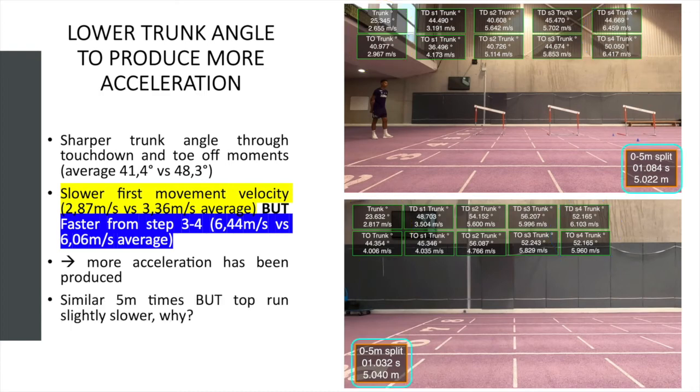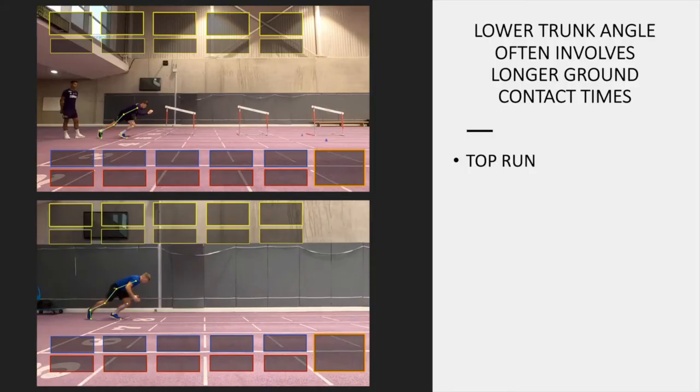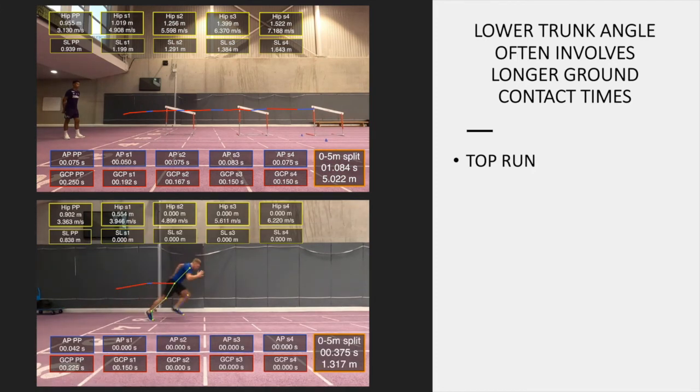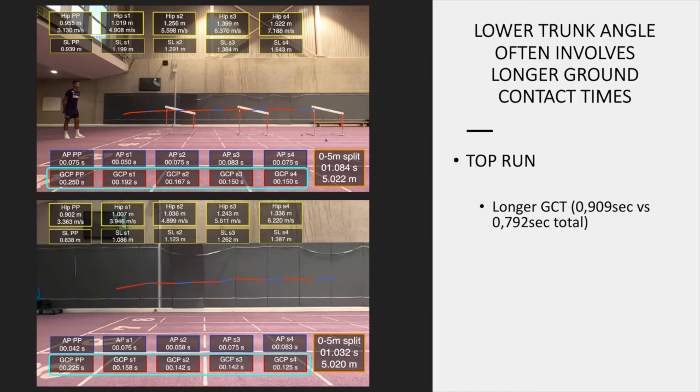However, the 5-meter times are similar, but the top run is slightly slower than the bottom run. Why? Well, lower trunk angle often involves longer ground contact times. We can see longer ground contact times from the athlete in the top video compared to the athlete in the bottom video. Actually, the total ground contact time is 0.9 seconds for the top video, while it is 0.79 seconds for the bottom video.